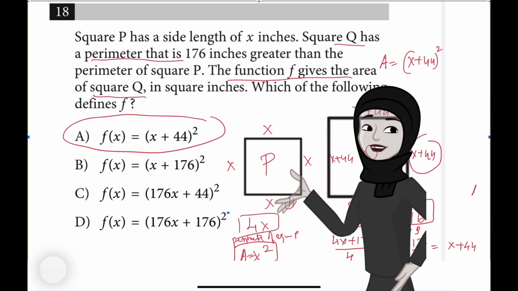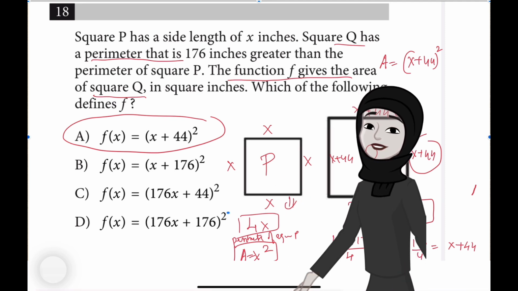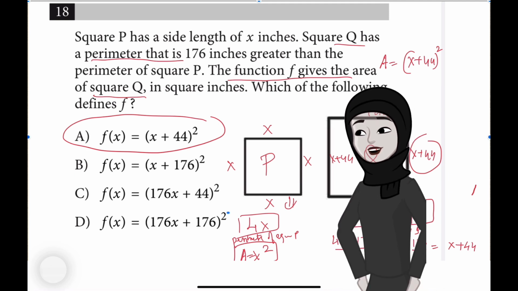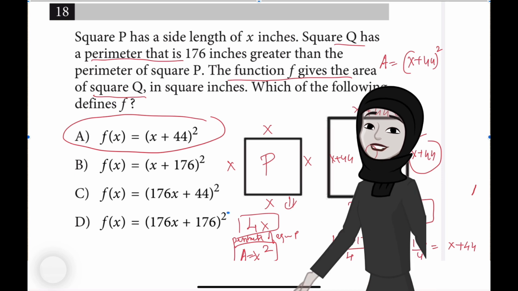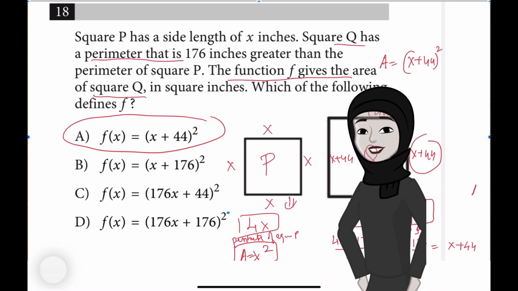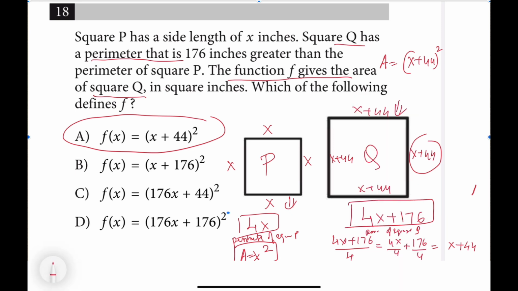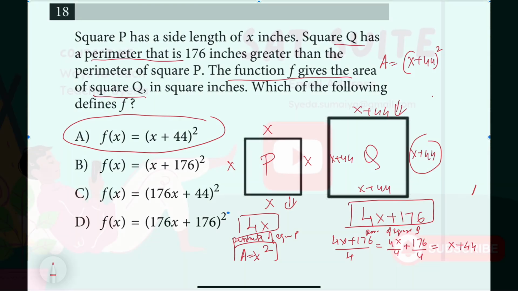Since the perimeter of a square is 4 times the side length of the square, each side length of Q, which is 4x plus 176, we divided by 4. That led to x plus 44 inches. Since the area of a square is calculated by multiplying the length of two sides, the area of square Q is x plus 44 times x plus 44, which is x plus 44 the whole square. So it follows that the function f is defined by f of x is x plus 44 the whole square. So I hope that's clear.